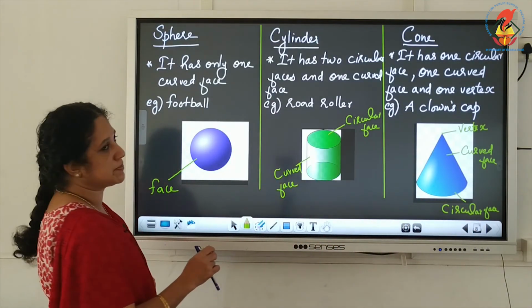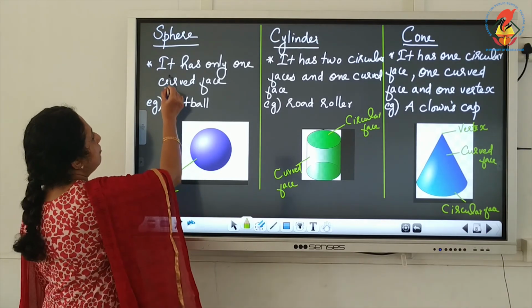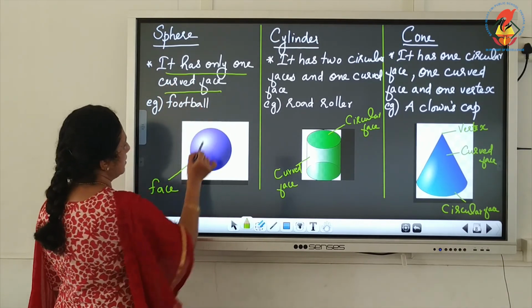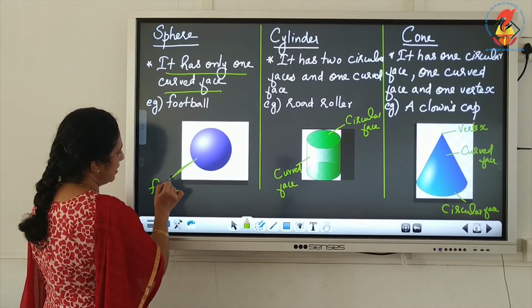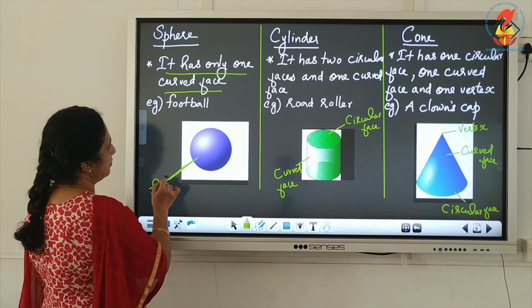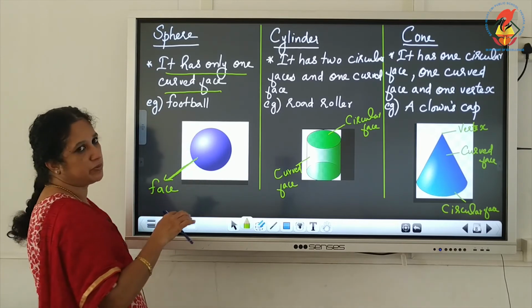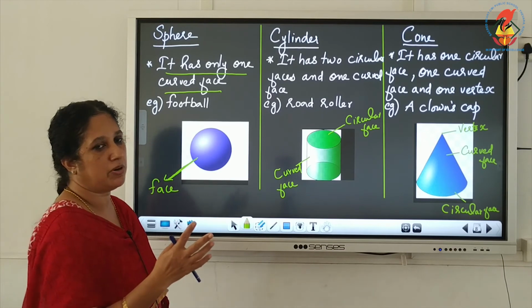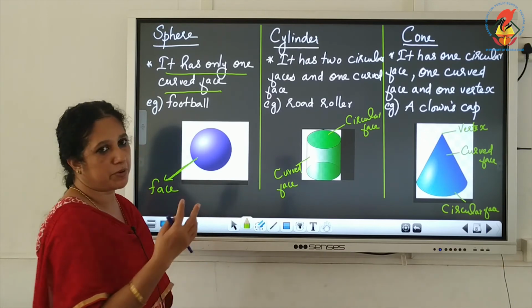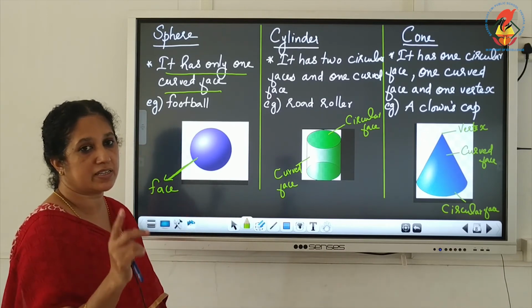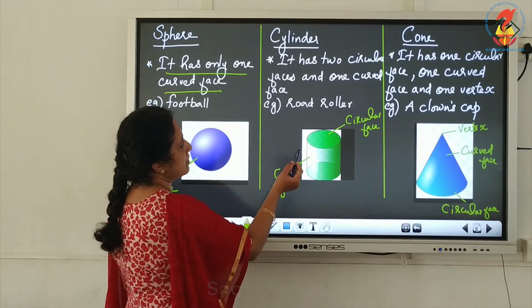Now the next one, sphere. It has only one curved face. Here only one face and it is a curved face. For example, a football. You can see the football is in the shape of a sphere and it has only one curved face.